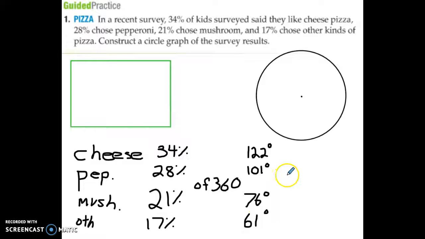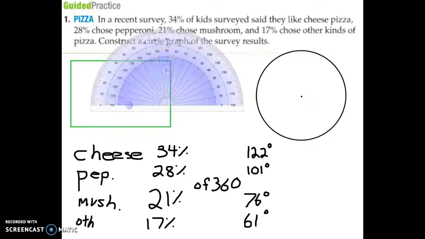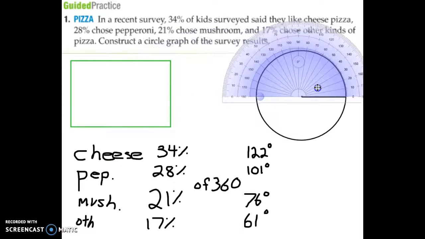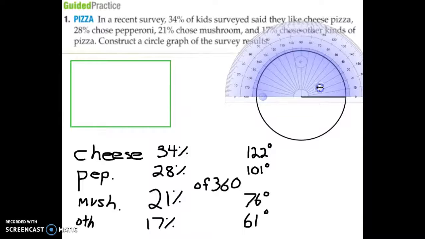Alright. Now, how do I make it? Well, each section has this many degrees. So let's start with the cheese section. Let me pull out my compass. We're going to start by making a straight line somewhere. Let's go straight across right here. The compass is going to tell me where 122 degrees is. So I put my center right there on the center. I'm just going to make a dot at 122 degrees. So here's 0 degrees. I go all the way around. Here's 90. Here's 120. I have to go 2 notches past that. So boom, boom. I'll make a dot right there.